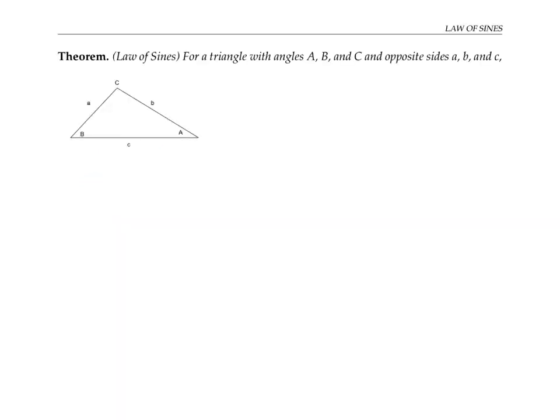The law of sines says that for a triangle with angles A, B, and C, opposite to sides lowercase a, b, and c respectively, the sine of angle A divided by the length of side a is equal to the sine of B over b, which is also equal to the sine of C over c.